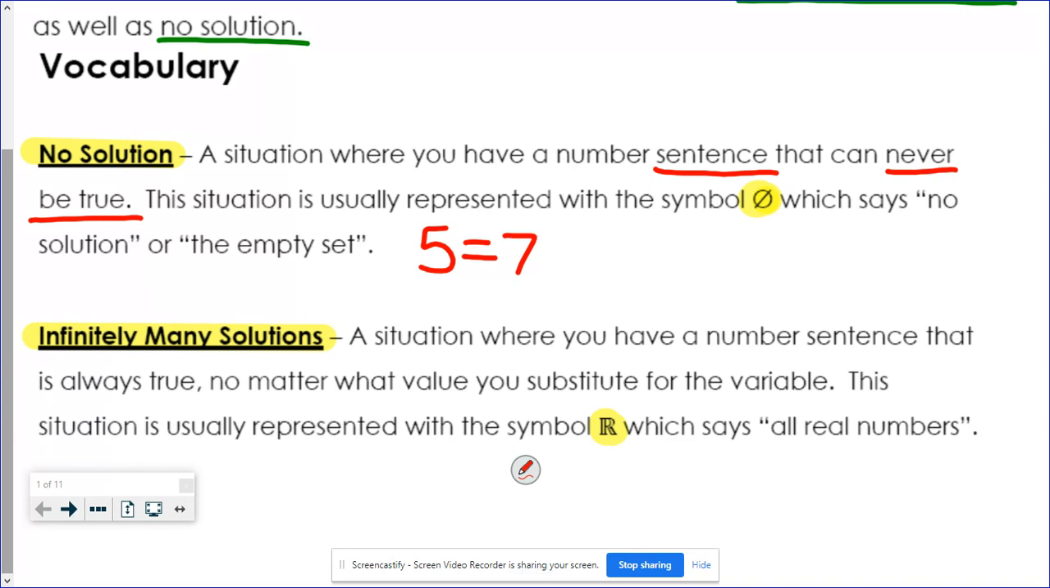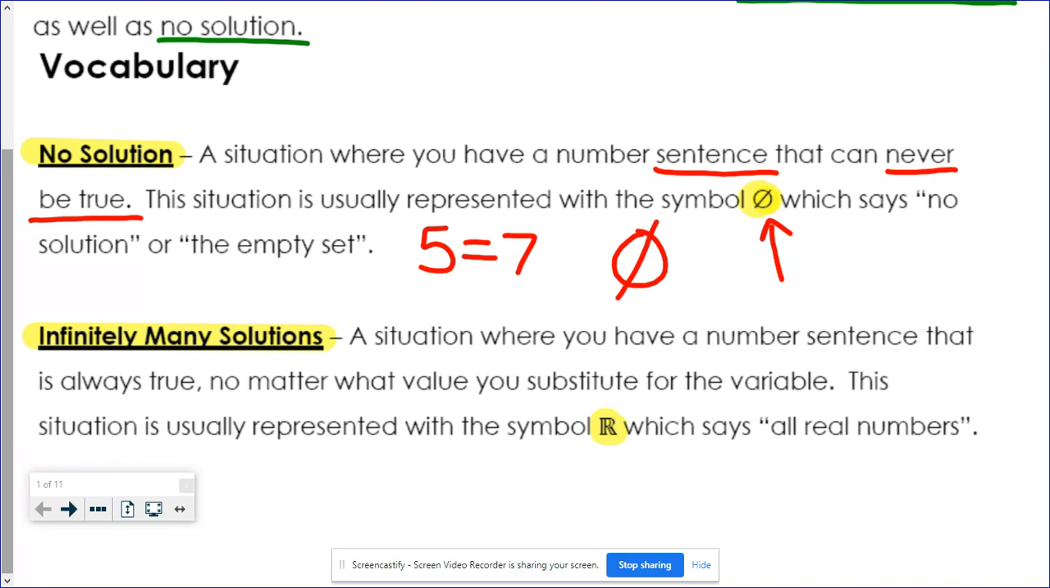So when we get an answer like that, this is the symbol we're going to use. It's just a 0 with a slash through it. It's called the empty set or no solution. If you want to write out the words no solution, you certainly can, but that 0 with the slash through it works just as well. It's faster.